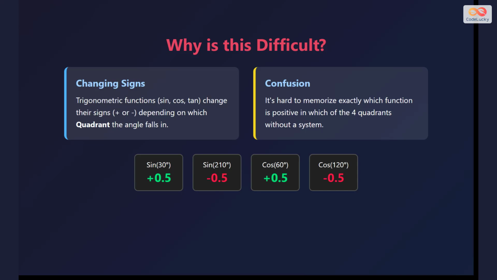Why do we need a trick? Because trigonometric functions like sine, cosine, and tangent change their signs from positive to negative depending on where the angle lands. It can be very confusing to keep track of without a system.